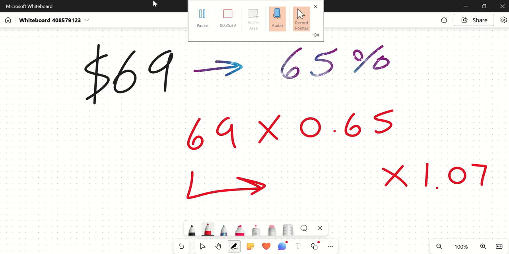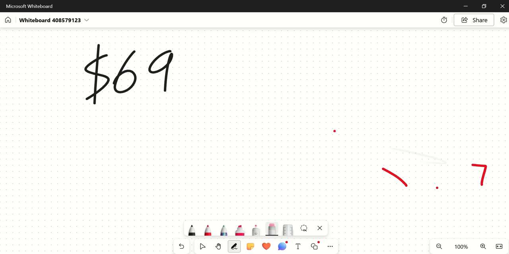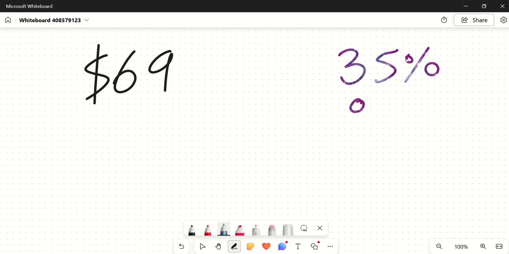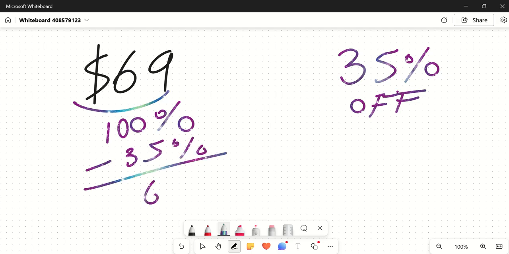Okay, so let me explain the breakdown again before we go. Again, the original price of the boogie board was $69. The sale was 35% off. We all understand this, yes? Yes. Basically, this represents 100%. That's a price. If it's 35% off, we're subtracting 35 from 100. We get 65. We are paying 65% of the original price.